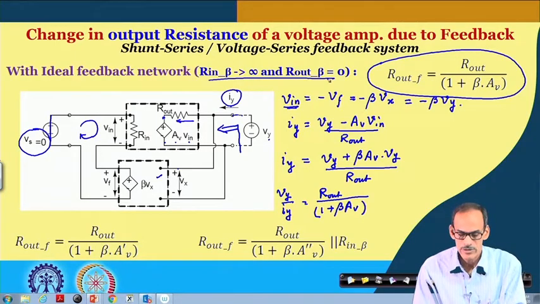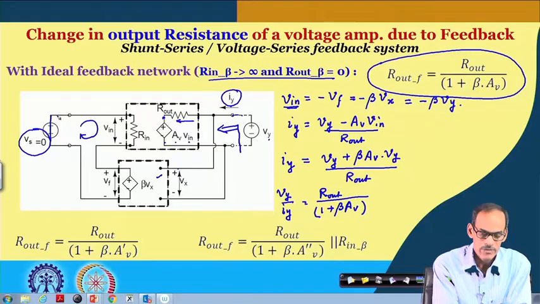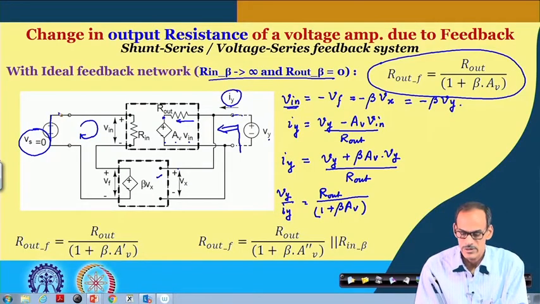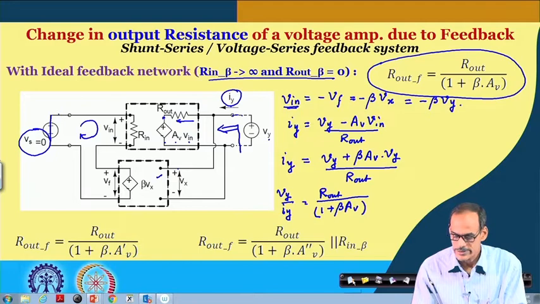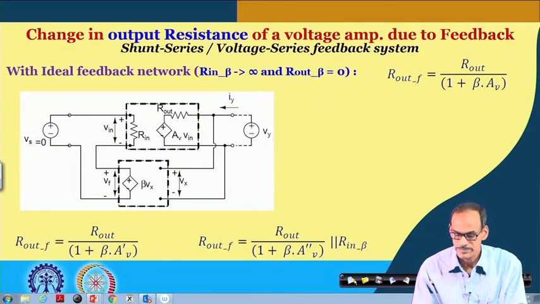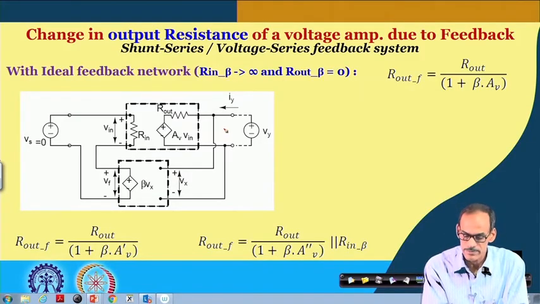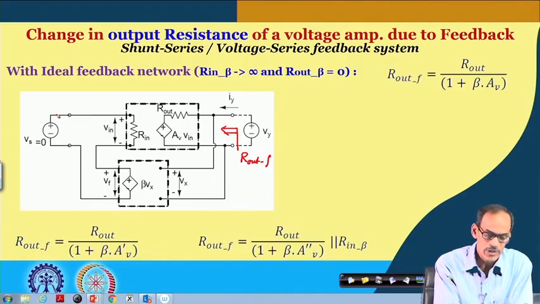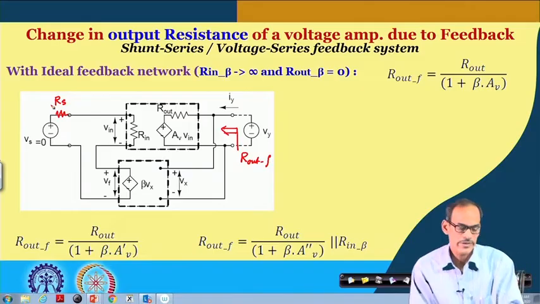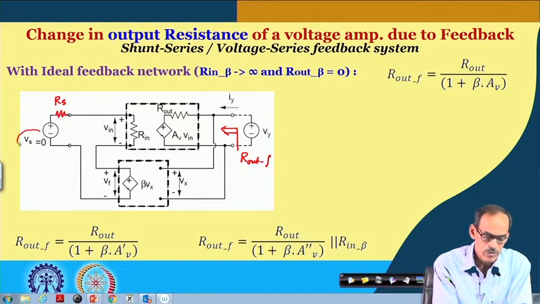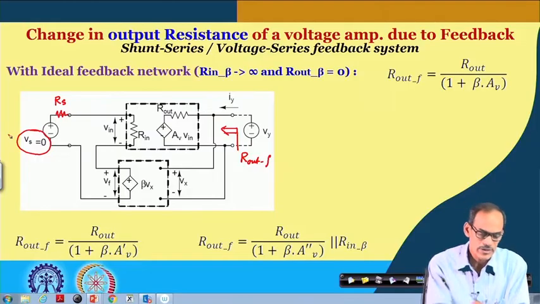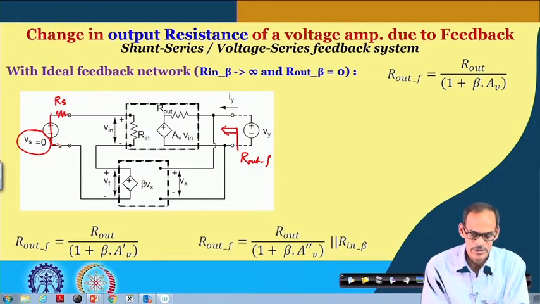To start with, let us consider that we do have a source resistance called R_s. To get the output resistance R_out_F in the presence of a series source resistance called R_s, of course, we have to keep the signal here at 0, which means it is getting shorted like this.